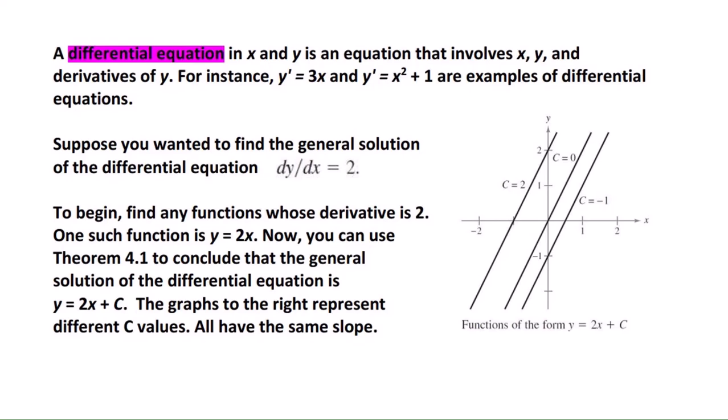Well, we know that the function itself is going to have to be 2x, because when I take the derivative of 2x, I'm just going to get 2. But it's not just 2x, it's 2x plus some constant. And if you look at the lines over there, they're all parallel. Because why? They all have the same slope, 2. The difference is some constant. In other words, in this case with a straight line, where the y-intercept is.